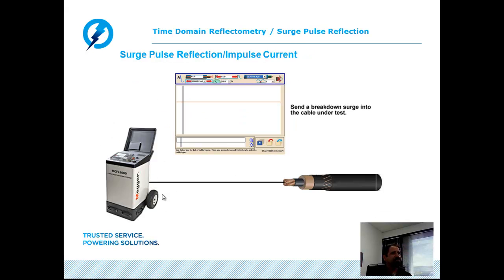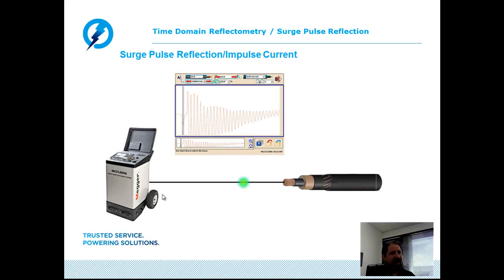Now, surge pulse reflection. Again, we use the surge generator in order to create breakdown on the cable, or to create an arc at the cable fault. But the device that we're using to view this is really nothing more than an oscilloscope, which is coupled onto the circuit using a CT.